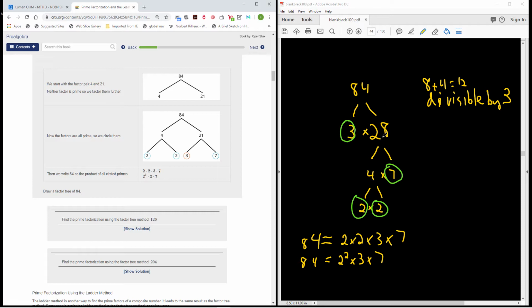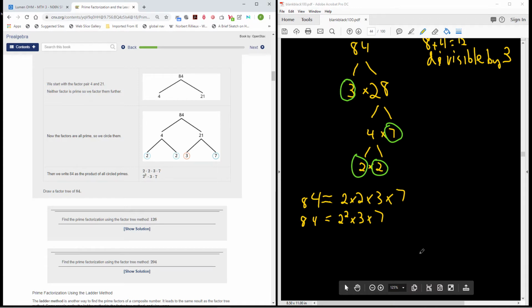Okay. So I know that 28 factors into 4 times 7. Being an even number, I could have done 2 times something, 2 times 14. 4 times 7 here. And 4 breaks into 2 times 2. So I have 2 times 2 times 3 times 7, or 2 squared times 3 times 7.